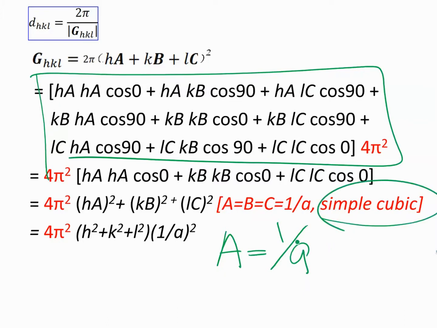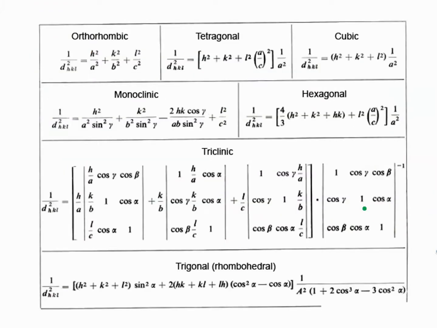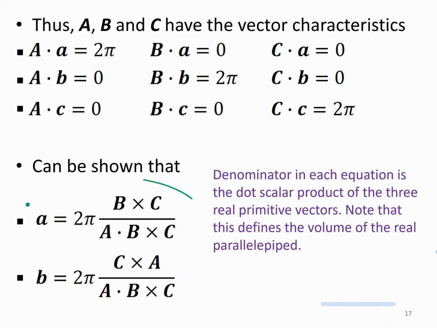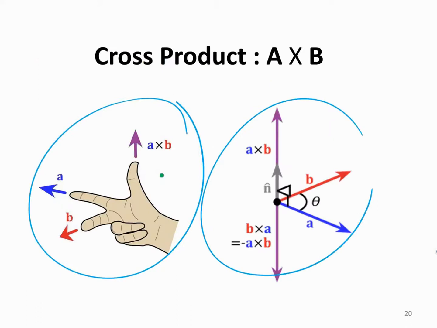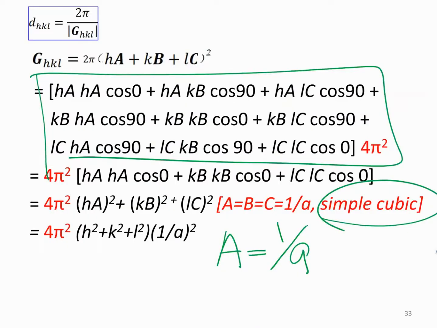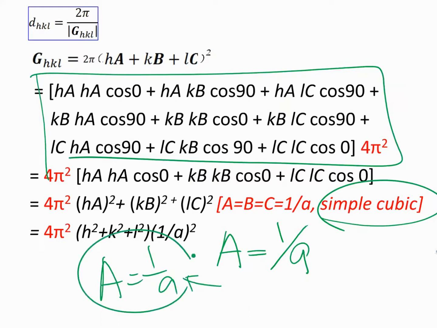If it's not the simple cubic, then you have to make use of this equation. But for simple cubic, you can simply say that the reciprocal A equals 1 over A. Why? Because we have proven this just now. For the simple cubic, the reciprocal A equals 1 over real A. So for simple cubic, you can do it this way.